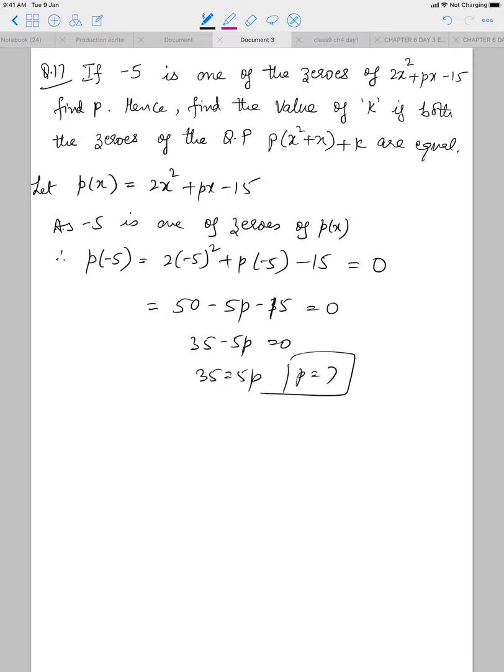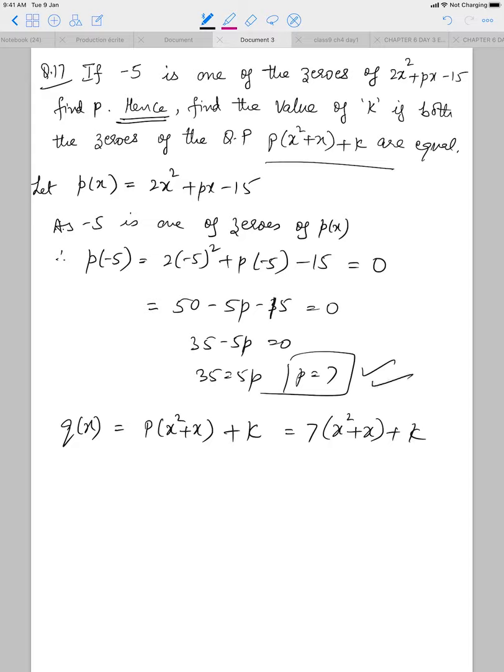Now, after getting the value of p, it says 'hence', meaning after putting this value of p in the expression, find the value of k if both the zeros of this polynomial are equal. Now, that polynomial I'll name as q(x), p into x square plus x plus k. What is the value of p we have obtained? 7, because it is saying 'hence'. Hence means using the above result, show the second result. So, in place of p we have put the value 7 into x square plus x plus k.